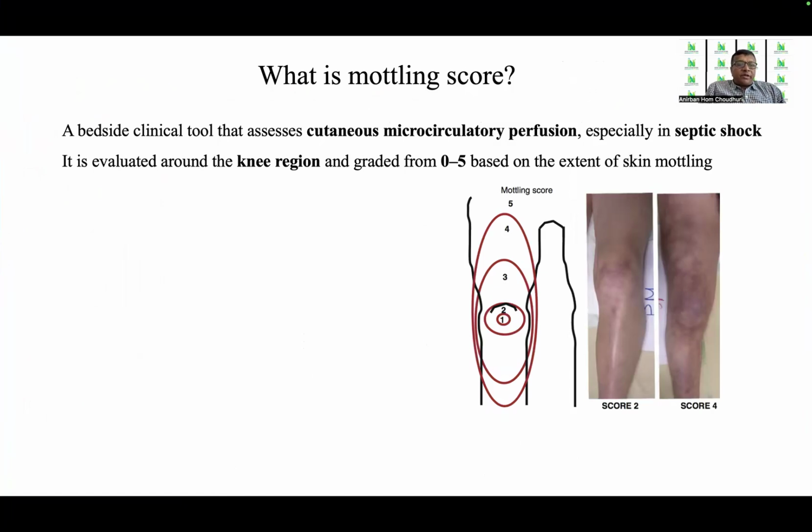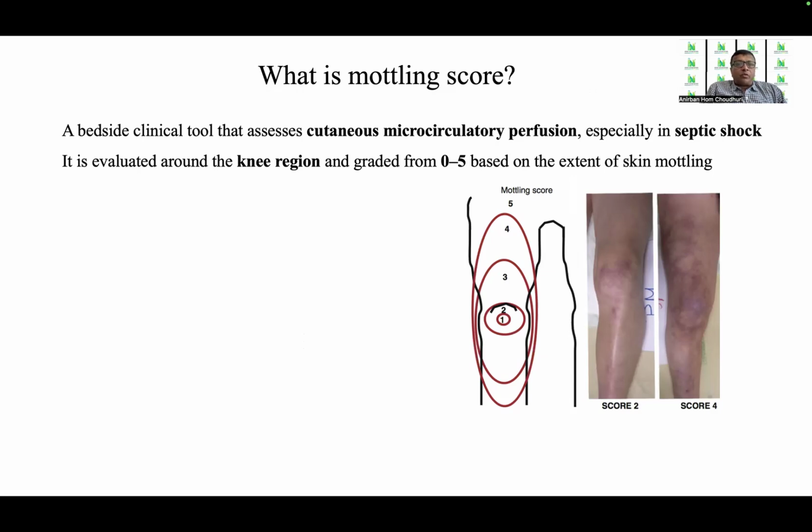This mottling score is a bedside clinical tool that assesses cutaneous microcirculatory perfusion. We know that skin is richly supplied with capillaries, and a fall in the microcirculation will be depicted easily from the skin, and it can be picked up to find its extent and severity based on its affection in the skin. This is particularly important in septic shock.